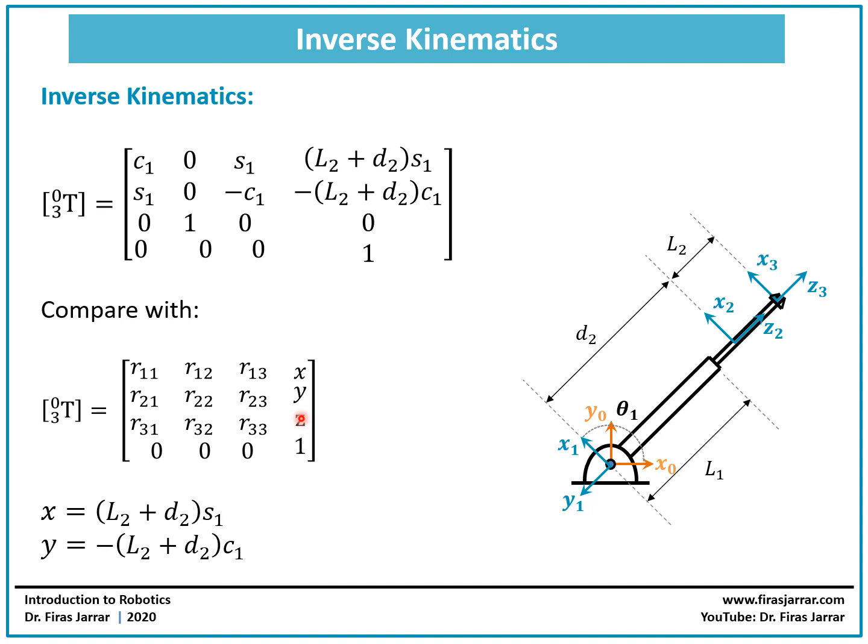So if we compare this with the result of the forward kinematics, we'll have x is equal to (L2 + d2) sin θ1. y is equal to −(L2 + d2) cos θ1. z is going to be equal to 0, because it's a planar robotic arm. There is no motion in the z direction. So these are the two important equations that we obtained from this comparison. We will take these to the next slide.